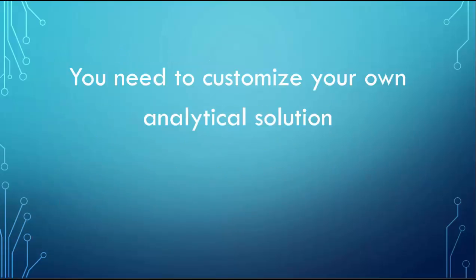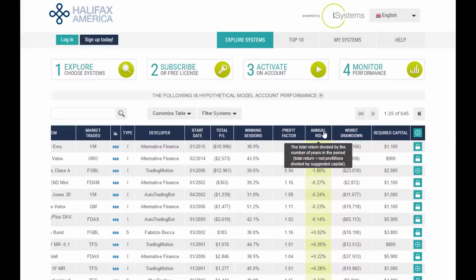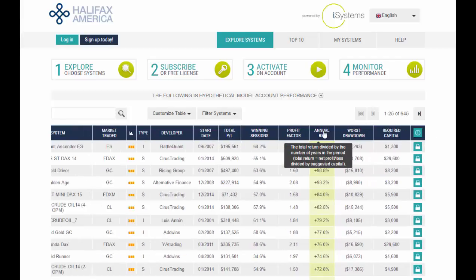Suppose you want to use annual ROI as a metric for system selection, but perhaps you also feel more comfortable subscribing to a system that has a fair amount of live trading. In this case, you'll want to sort the data by annual ROI and cross-check it against live P&L. Here's how to do it. First, go to our Algo IQ page and click on Annual ROI. This will sort ROI data from highest to lowest.